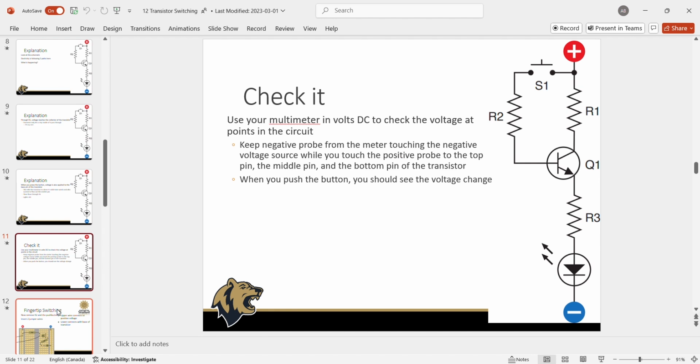Okay, now, if you're wanting to check out what's going on here, you're more than welcome to grab your multimeter, set it to measure volts DC, and check the voltage at the different points in the circuit. So I put the negative probe from the meter touching the negative voltage source, right up to the ground rail in your breadboard, and touch the positive probe to the top pin, the middle pin, the collector, the emitter, and the base of your transistor. And when you push the button, you should see the voltage change.